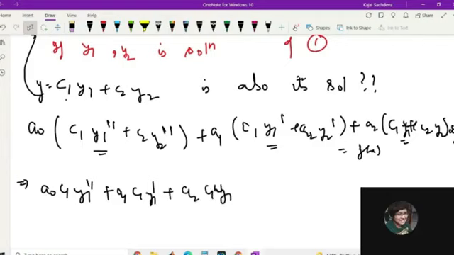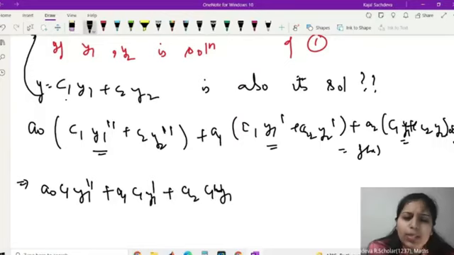Ma'am, if x has to be 0, that is, the linear combination of two solutions is also a solution, then if x has to be 0. Yes, you can say if the equation is of type homogeneous. If homogeneous equation, then any combination can be a solution.